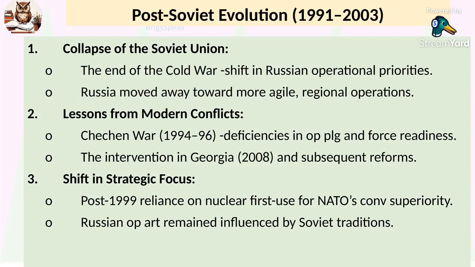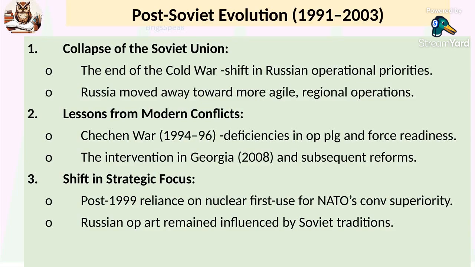So, post-Soviet evolution from 1991 to 2003. The collapse of the Soviet Union, the end of the Cold War, and the dissolution of the Soviet Union in 1991 marked a shift in the Russian operational priorities. With limited resources, Russia moved away from mass mobilization towards more agile regional operations.